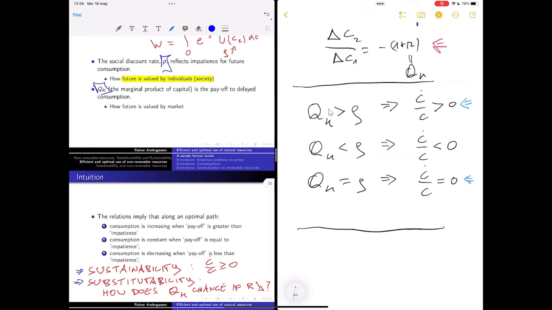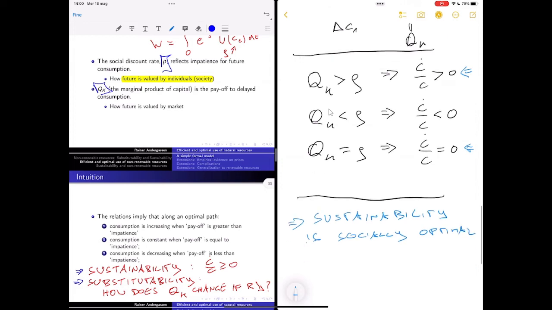So, to summarize, sustainability is socially optimal if my marginal product of capital is at least as large as my rho parameter, the social discount rate. This is the result.